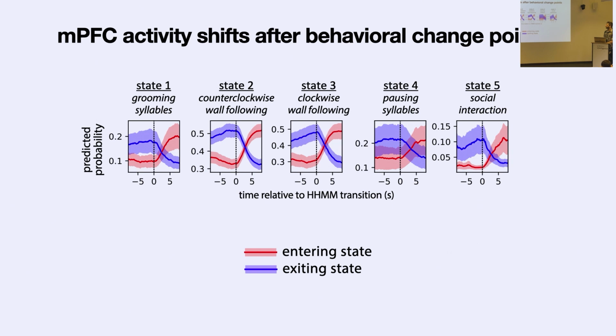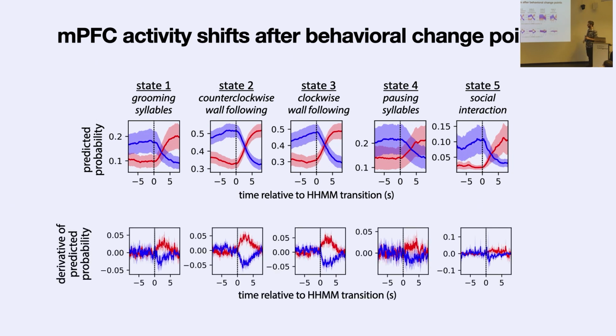You can also look at this more systematically. If you try to predict the probability of each of these states from the neural data, and then look at that predicted probability aligned to the onset or offset of the states, you can see that when a state turns off, it's only once the state has ended that the predicted probability from the PFC starts to go down. Similarly, when a state starts, it takes 5 full seconds for the predicted probability of that state from the PFC to rise to its full level.